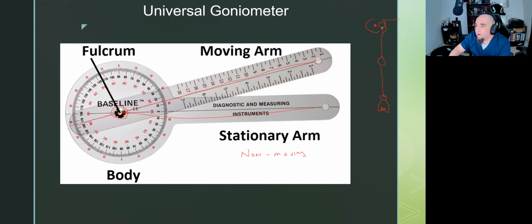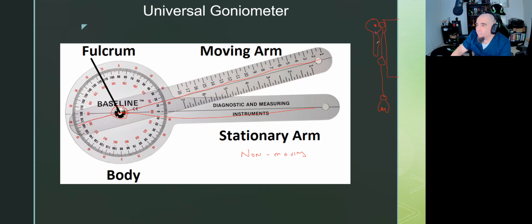And then we're going to take our goni and line up that stationary arm with the body. Again, I'm not teaching you how to do this yet. I'm just walking through how we might do one. That's going to follow the midline of the thorax. That gives us a baseline to measure off of.